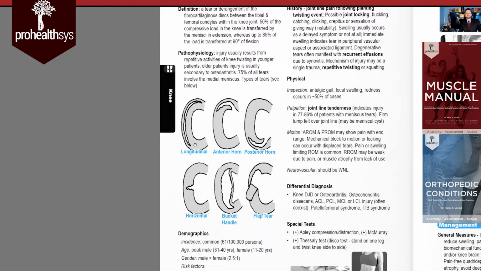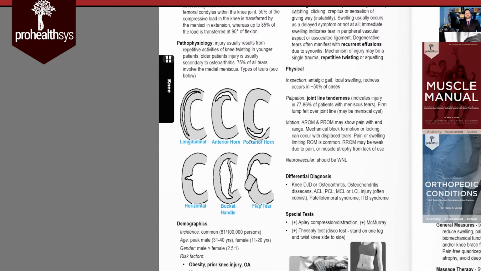The physiology of this is pretty clear, the pathophysiology. Injury occurs as a result of repetitive activities, usually twisting in a younger patient. It's a twisting, lifting event that you want to see, a planted twisting on the foot, which is where we typically see it. Older patients usually have this injury secondary to osteoarthritis. The knee has become unstable, it's slopping around a little bit, and that's where you see it. 75% of all tears involve the medial meniscus.